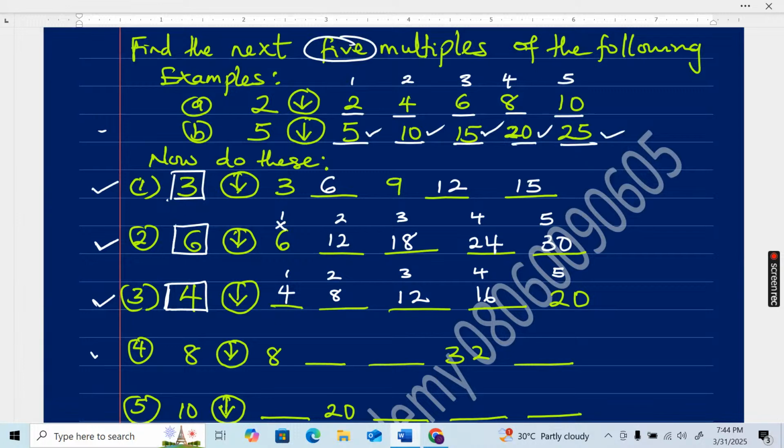Awesome. Now, moving on to number 4. 8 has been given to us in number 4. Now, let's find the multiples by multiplying 8 by 1. We will multiply 8 by 2. We will multiply 8 by 3. Now, 8 times 1 is 8. That first number has been written there, which is 8.